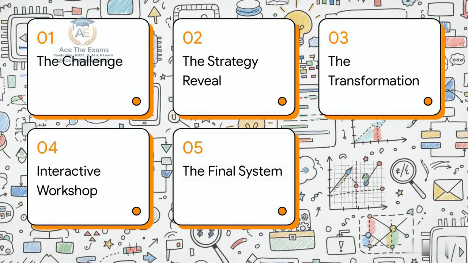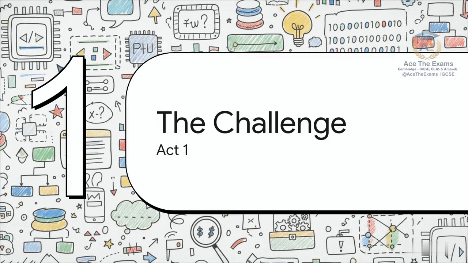Here's our roadmap for today. We're starting with the challenge to identify where things go wrong, moving into the strategy reveal, showing you the transformation, getting hands-on with an interactive workshop, and wrapping it all up with the final system. Let's go. Act 1, the challenge.